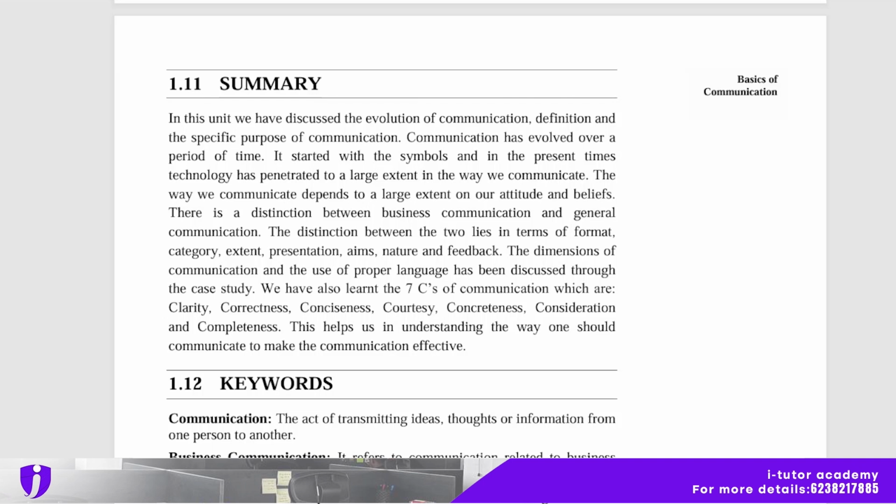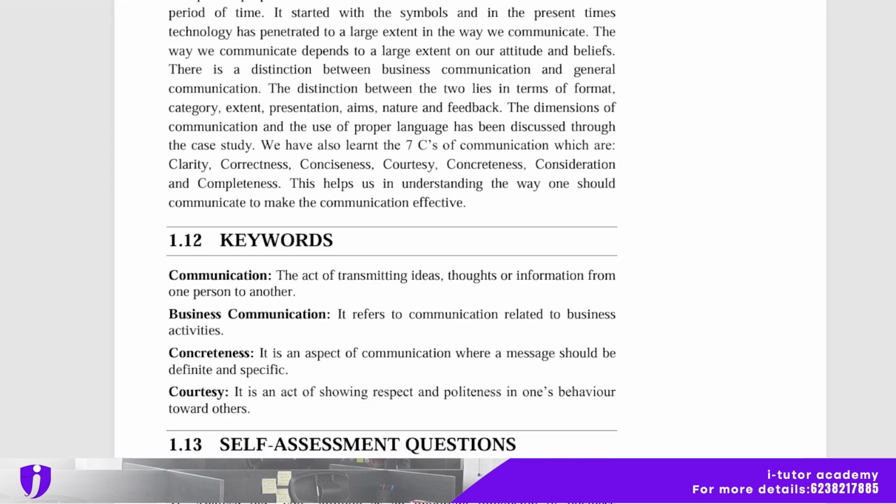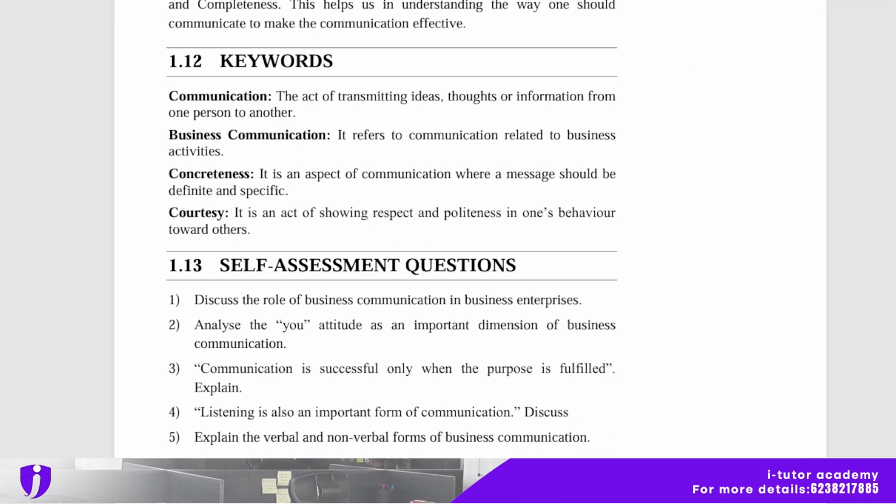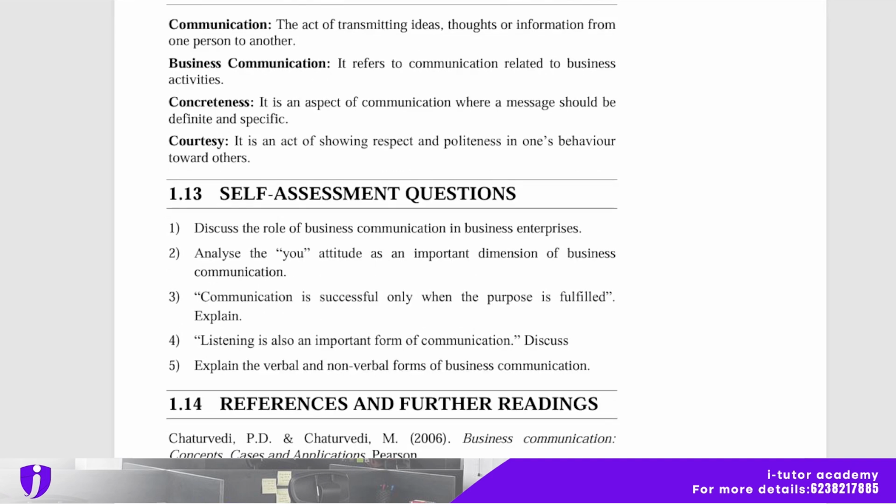The dimension of communication and the use of proper language has been discussed through the case study, and we have also learned the 7 C's of communication, which are clarity, correctness, conciseness, courtesy, concreteness, consideration and completeness. This helps us in understanding the way one should communicate to make the communication effective. Okay, and keywords are here from this chapter. If you feel any words are difficult, you just refer to this section.